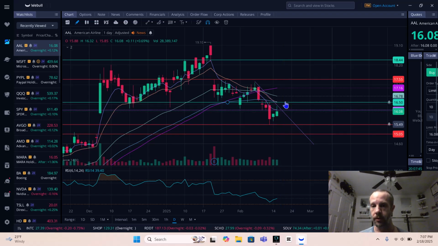And then similar here, if we break above the green line, we can expect it to come up to the red line where the gap started, and then if it can break above that line, we can expect the gap to fill all the way to 18.44.